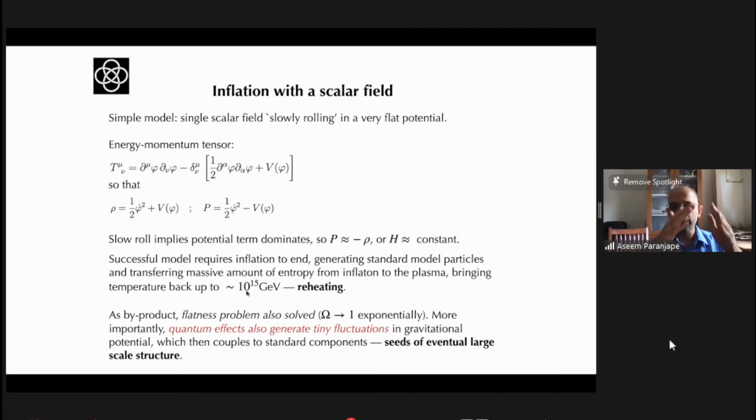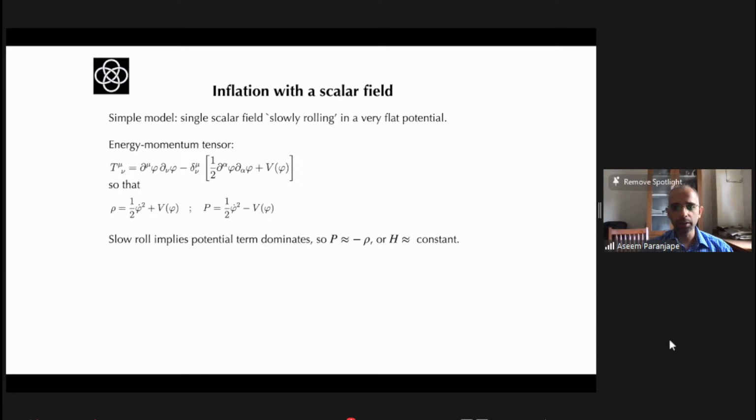Reheating in the sense that the universe expanded exponentially during inflation and became very cold. Now you have to reheat it so that it can again cool down to 2.7 Kelvin today. 10 to the 15 GeV is what it should be heated to. Good. So these are the constraints on inflationary models that have to be met, and there is a whole literature on exploring how to build successful models of inflation. And at least one nice thing that happens is that as a very trivial byproduct, the flatness problem becomes solved.